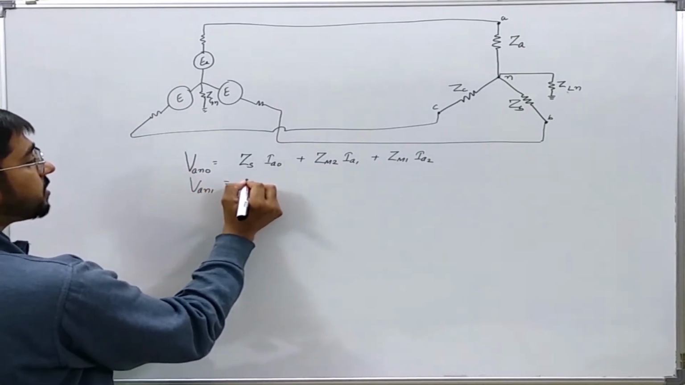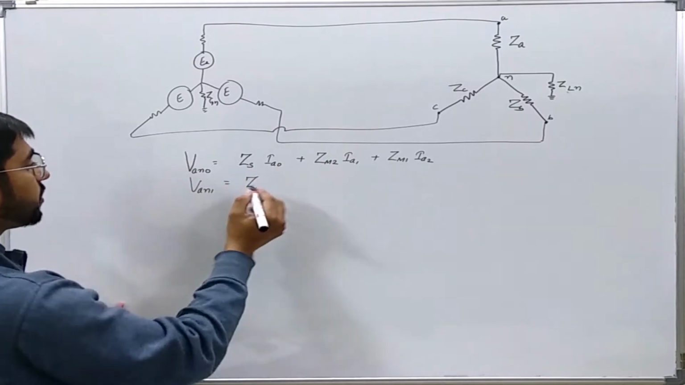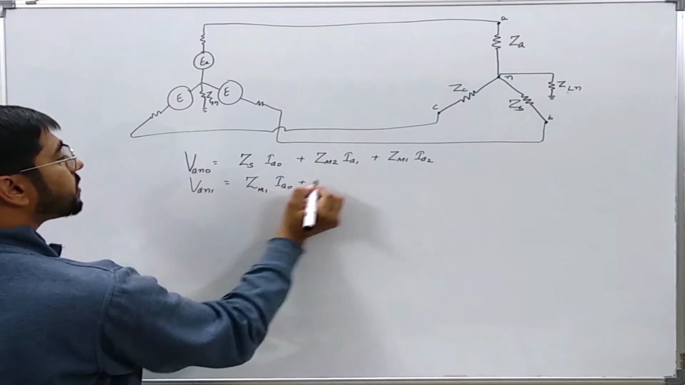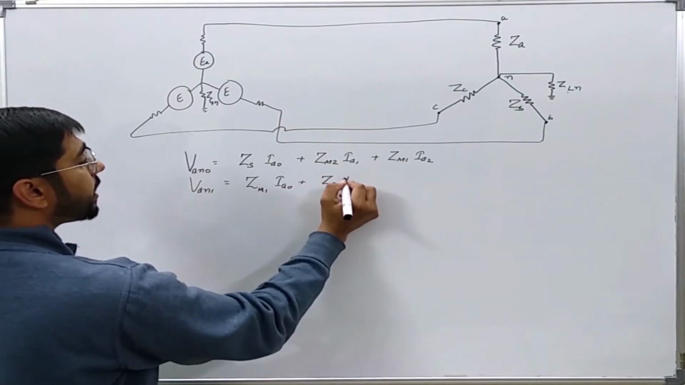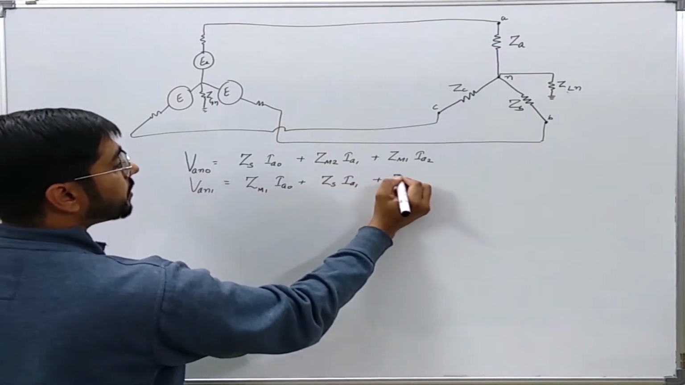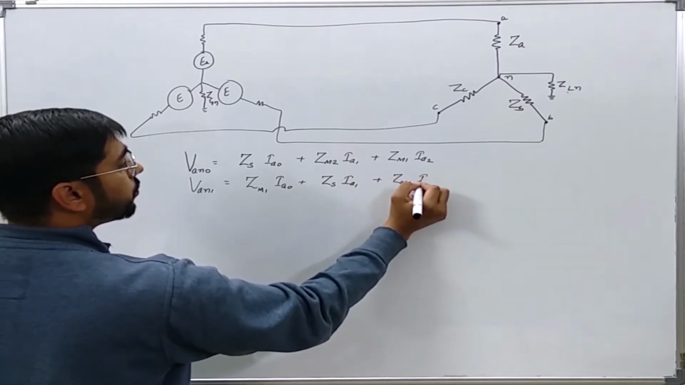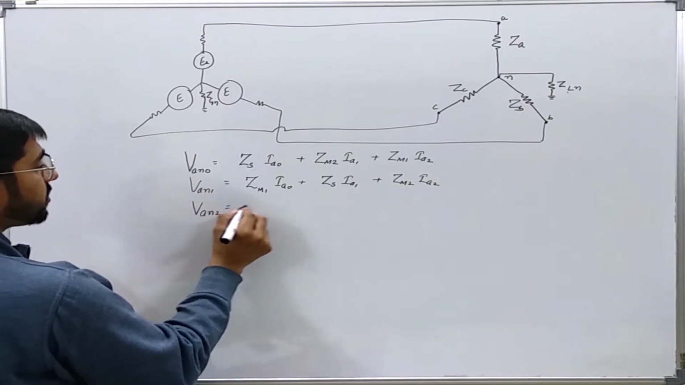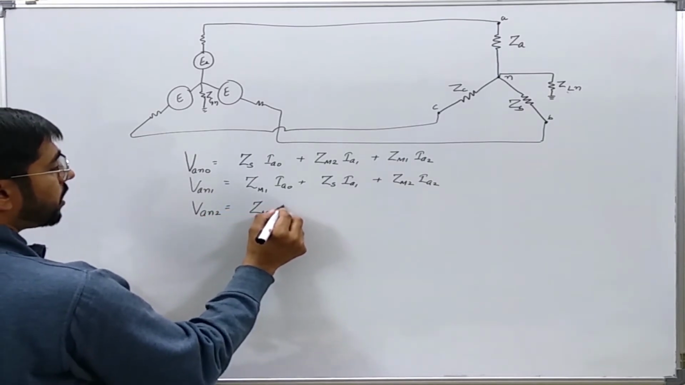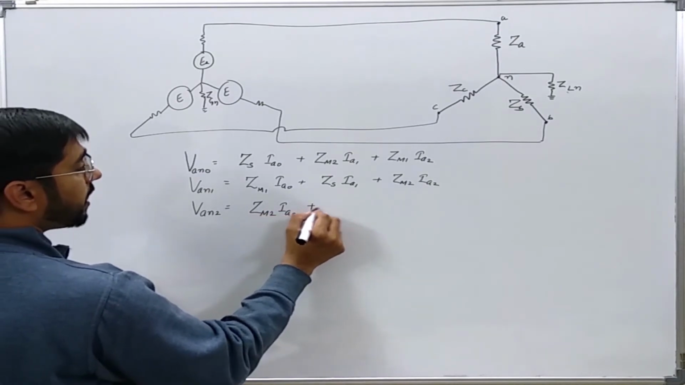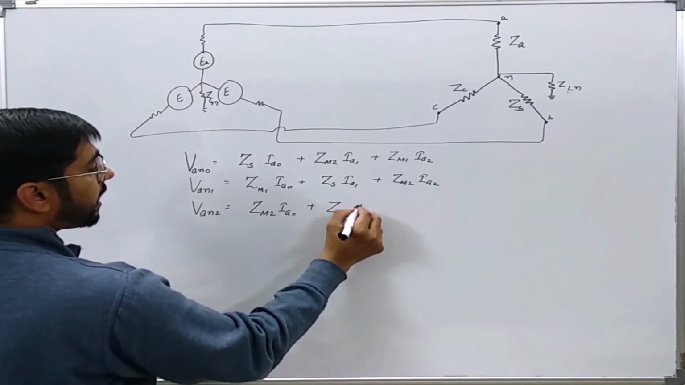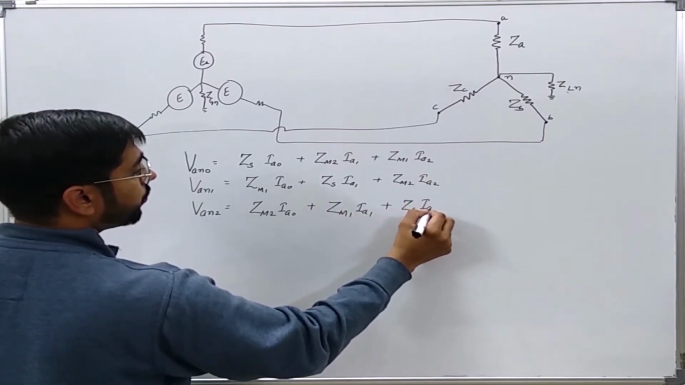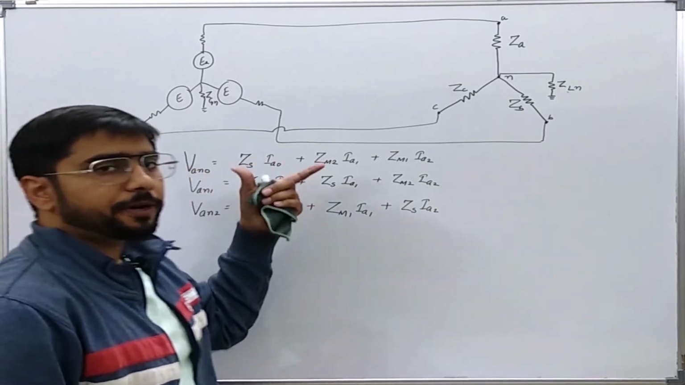Van1 can be written as Zm1 Ia0 plus Zs Ia1 plus Zm2 Ia2, and Van2 can be written as Zm2 Ia0 plus Zm1 Ia1 plus Zs Ia2. This we have written from the previous slide only.